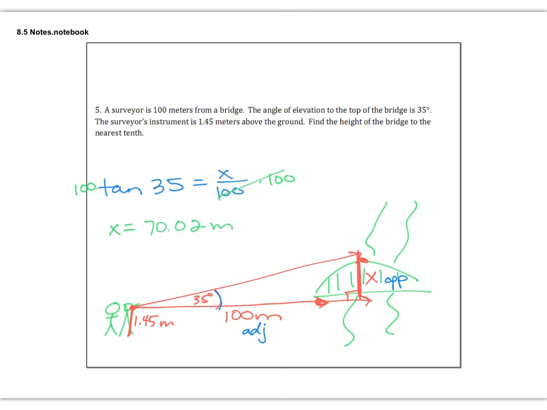Go ahead and actually type it in. Pause the video if you need to. Make sure you're getting these answers. But that is not the total height of the bridge because we are only taking into account this. It is also off the ground 1.45 meters, same as the camera. This will have to be added on. So we're going to add on 1.45 meters to get our total height, which would then be 71.47 meters would be the height of the bridge. That's a tall bridge.